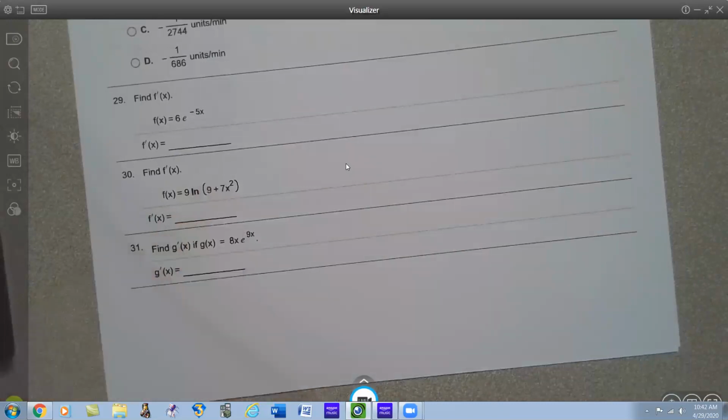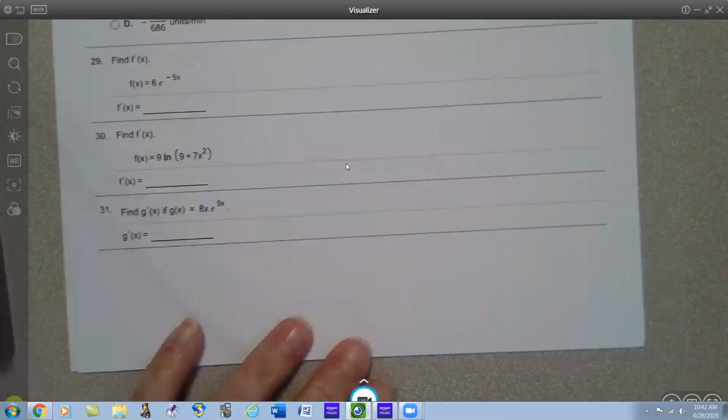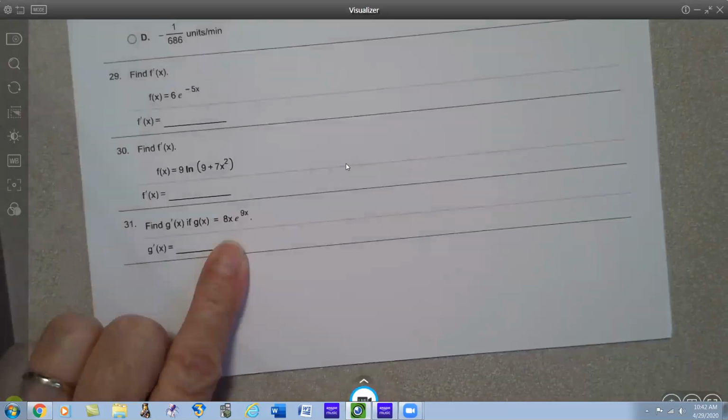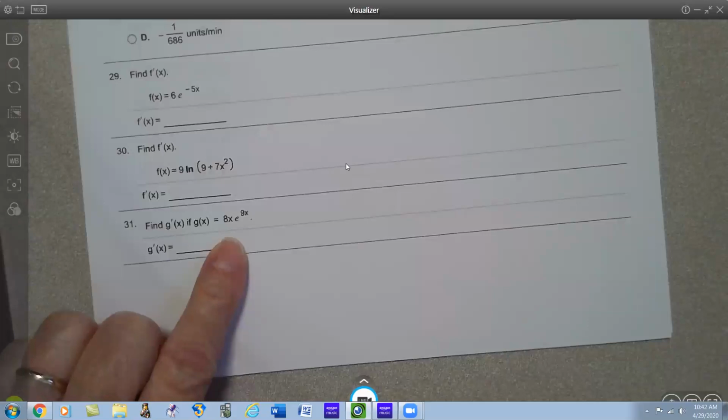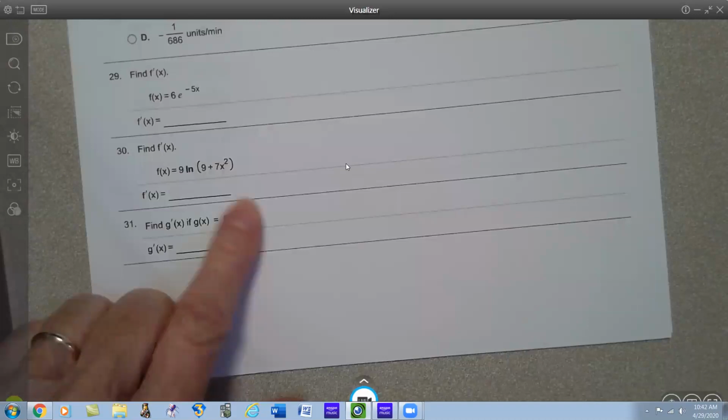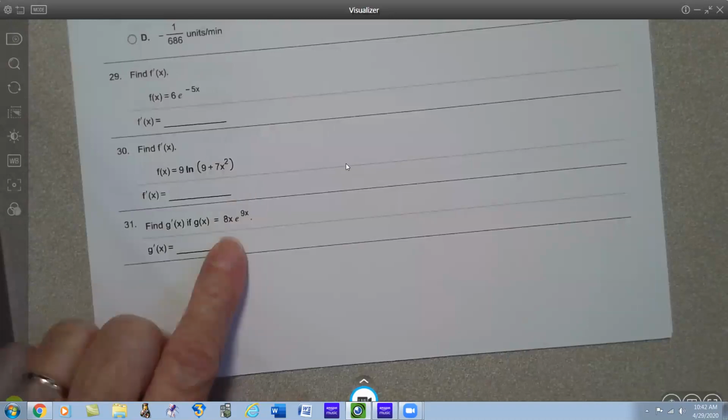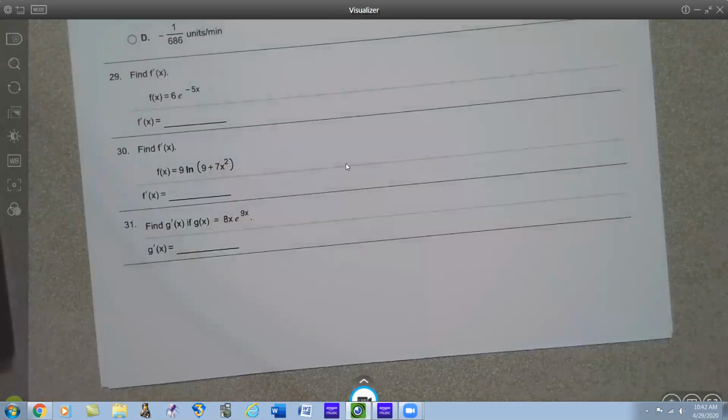Now I need you to look at the difference between 31 and 29. In 29, I have just a constant. In 31, I have an x. If you count your number of x's, guys, this is considered one term. If you count your number of x's and you've got more than one, then you're either going to have to use product rule or quotient rule. So I've got to use product rule on this one. So indicate who U is, who V is, and then use your rule. Do we need to see 31? Sure.